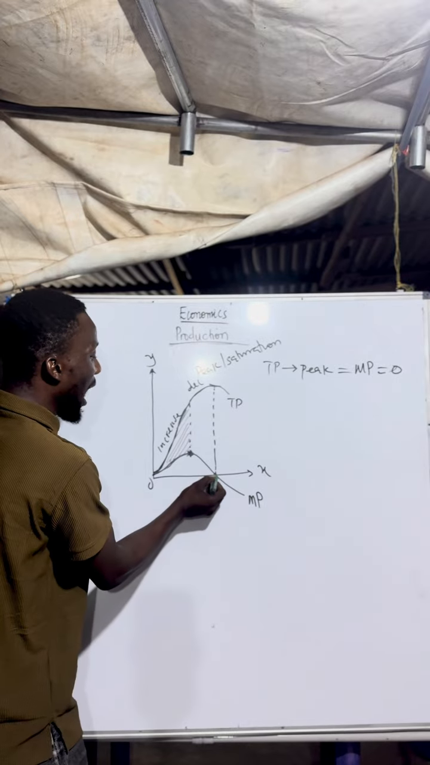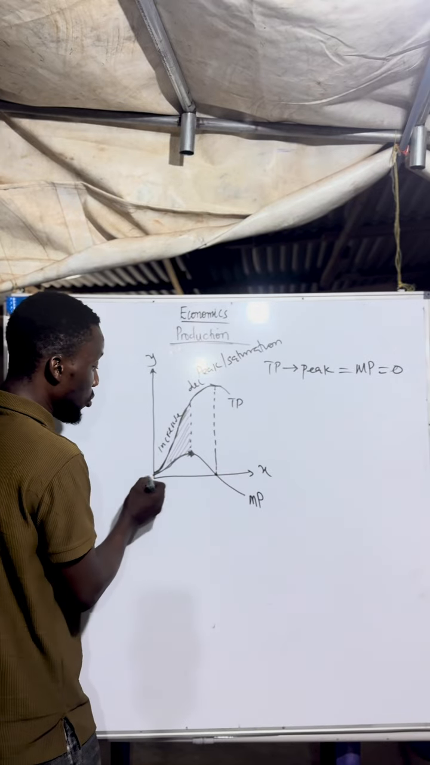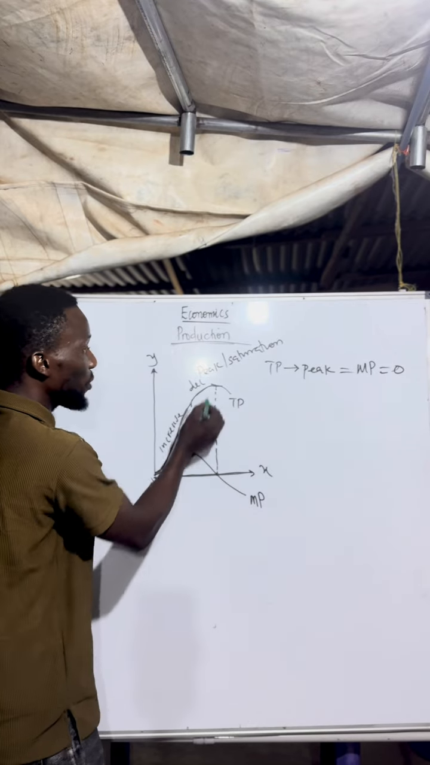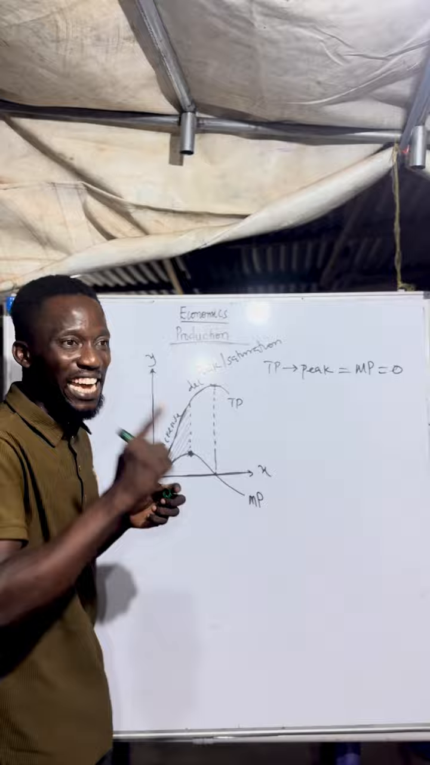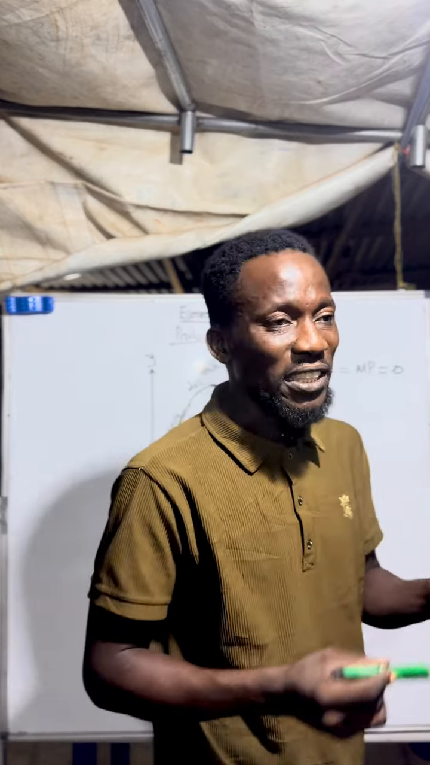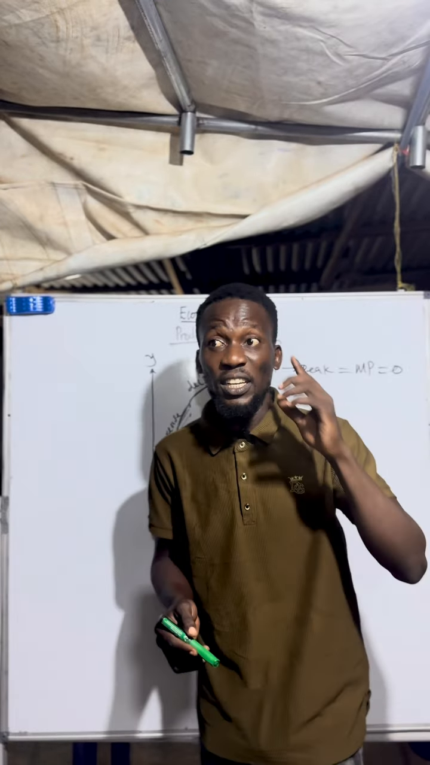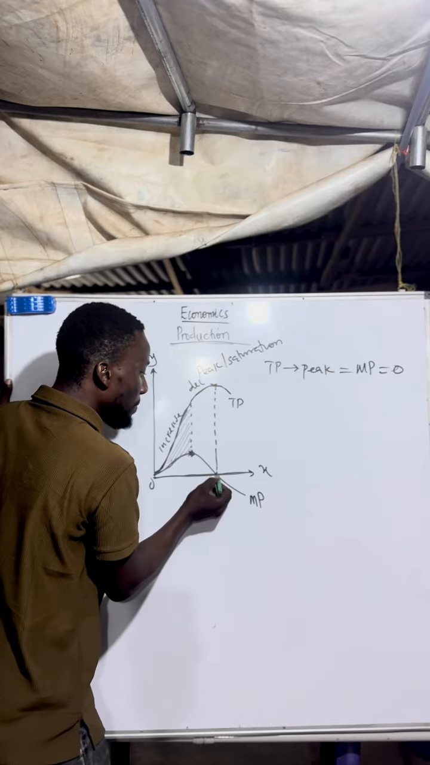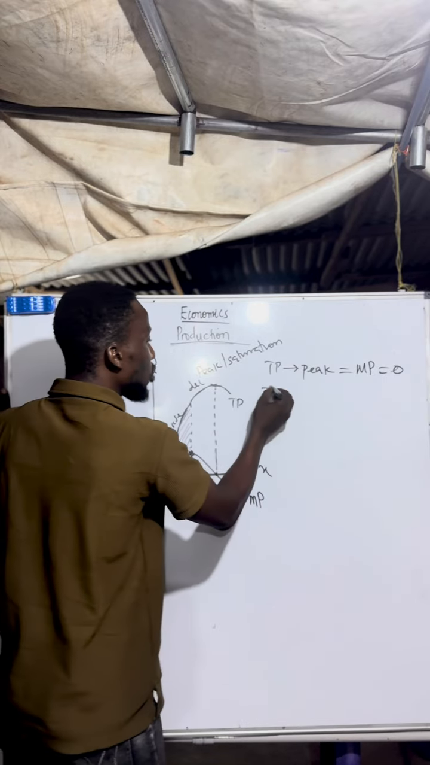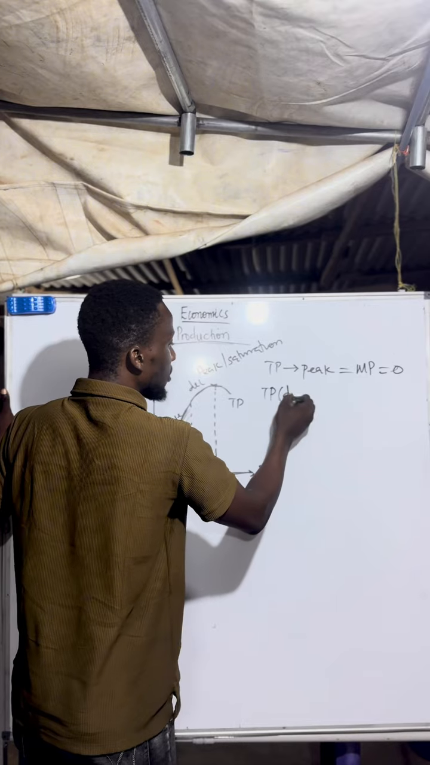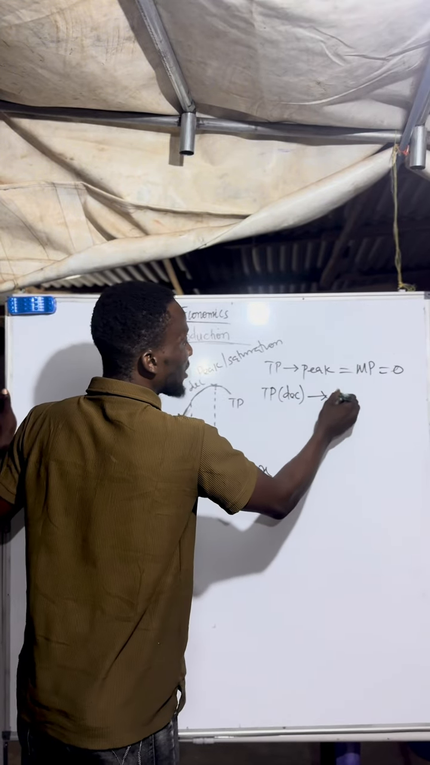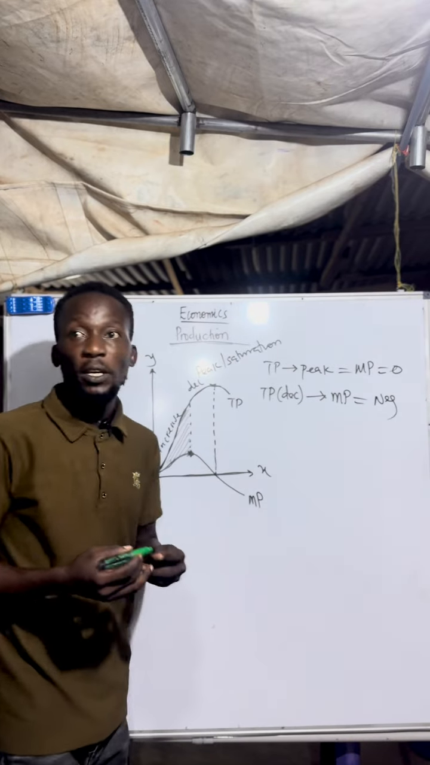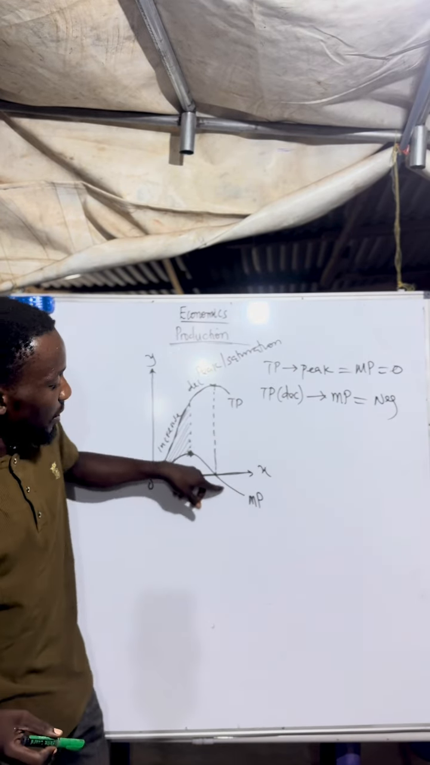You see, at this level, marginal product is 0. At this point, total product is at its highest. When marginal product is 0, total product is at its highest. Now, the moment total product starts declining, marginal product will be negative. When total product starts declining, marginal product is negative.